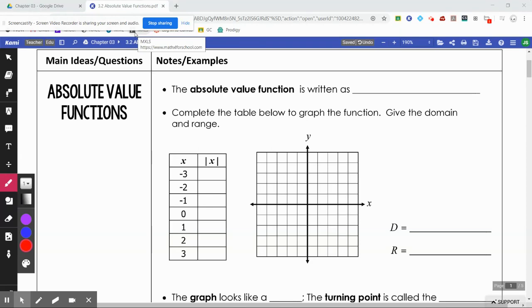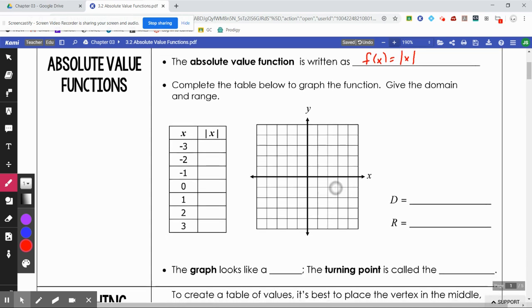Okay, in this section, we're going to be talking about a different function called the absolute value function. The absolute value function is written as y equals the absolute value of x. It's got bars around it. And we've talked about absolute value in previous courses. If you don't remember, absolute value is defined as the distance that a value is from zero. And since distance is always positive, pretty much all this absolute value function does is make numbers positive.